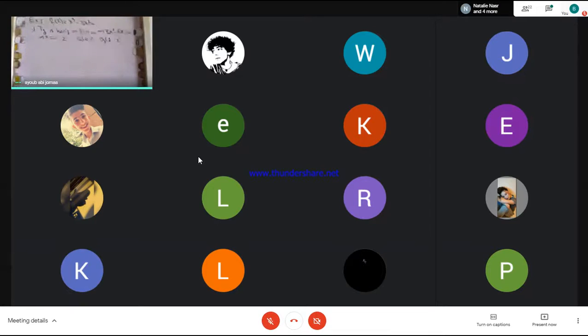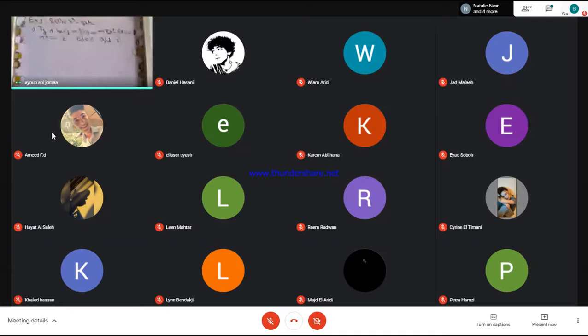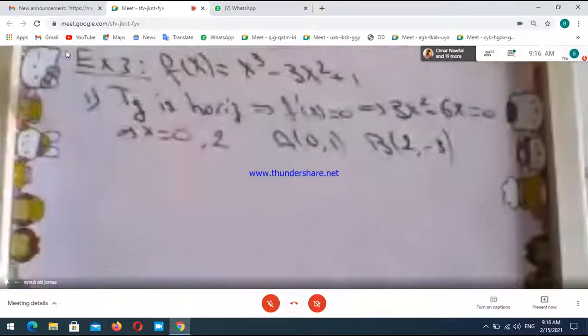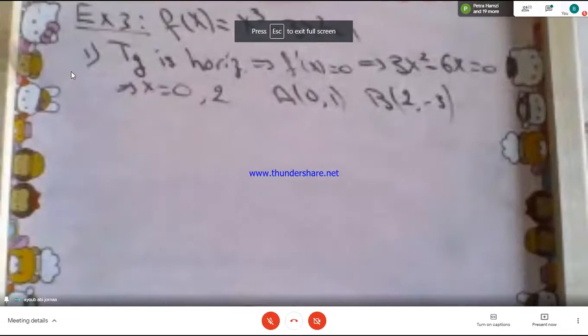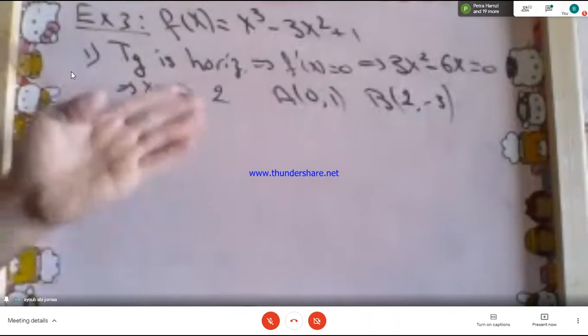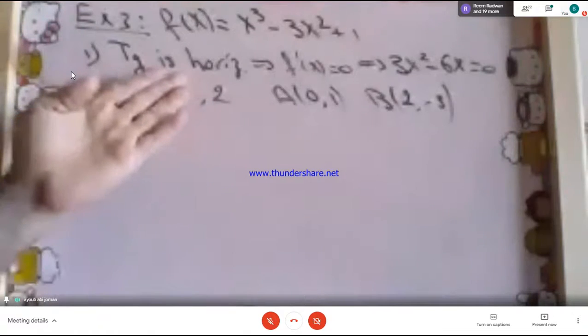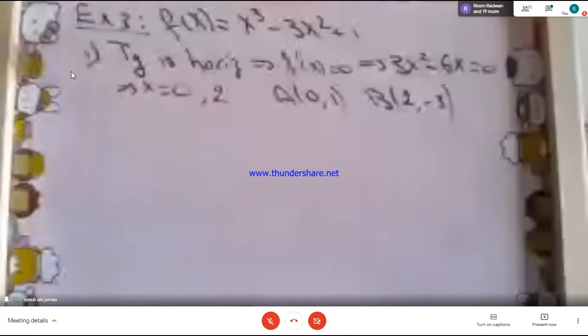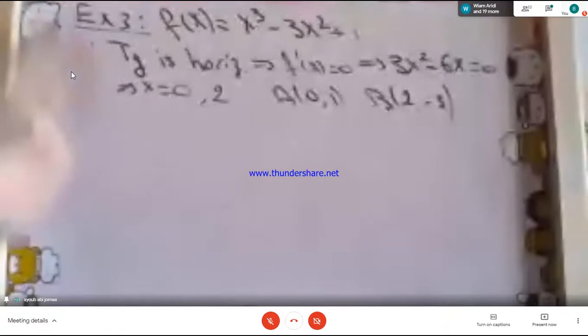The given is that the tangent line is horizontal. This is the given, right? From one side, the slope of the horizontal line is 0. Do you agree? Yes. This is from one side.